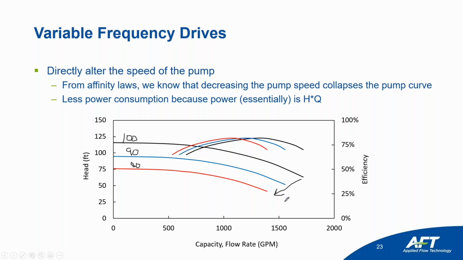Why is that good? Well, you can essentially think of power as H times Q, with some conversion factors, of course, accounting for efficiency. But if power is my head times my capacity, you can imagine, if I'm operating right here, the area in here is much less than the area with a larger pump curve, right?